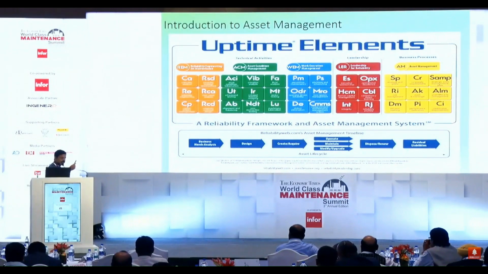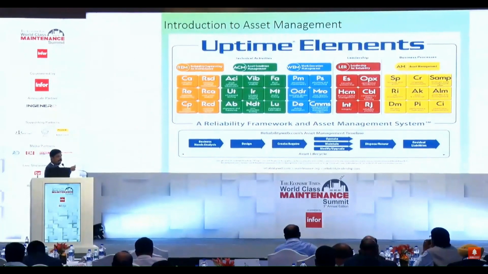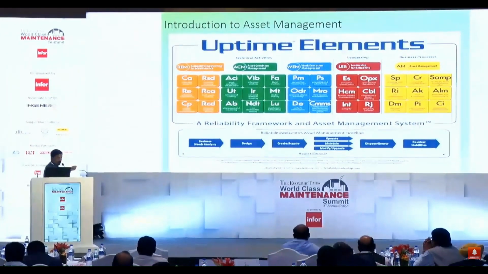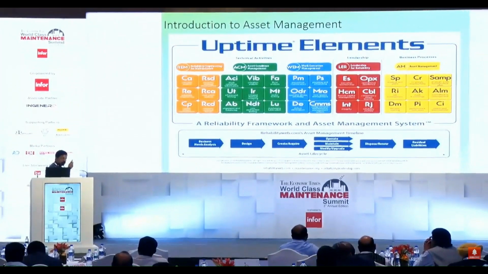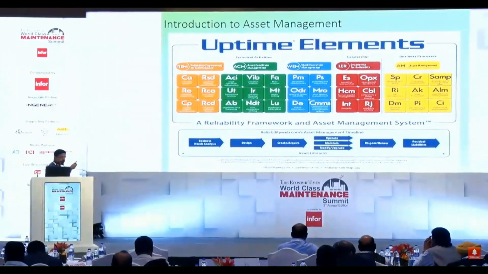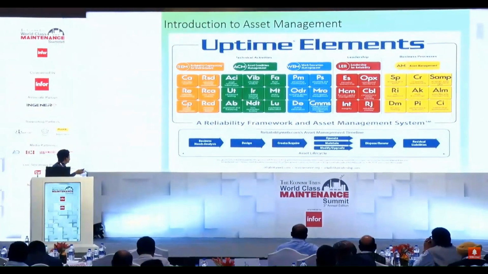Now first is reliability engineering. What is reliability and what is reliability engineering? Reliability is the requirement that every organization needs. Reliability is the thing that we require. Now when does reliability start, and what are the elements of this reliability? First is criticality analysis, CA. CA means criticality analysis.